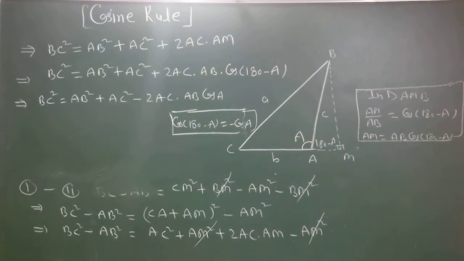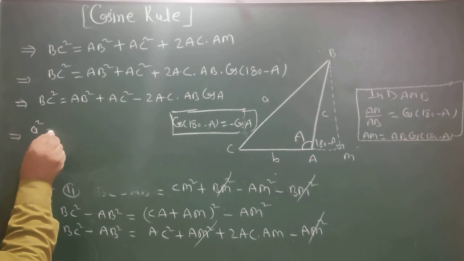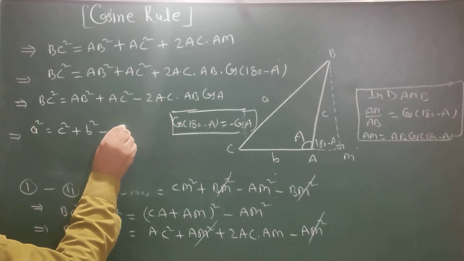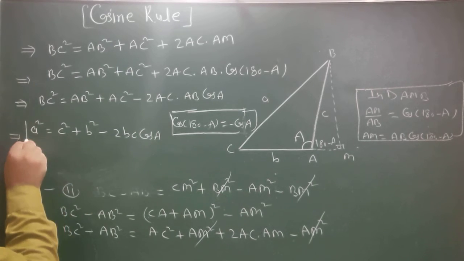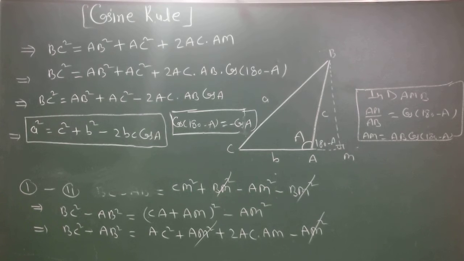Okay. So now finally replace the value of BC, AB and AC. This becomes A square equal to C square plus B square minus 2BC cos A. This is again the cosine law in obtuse angle triangle.